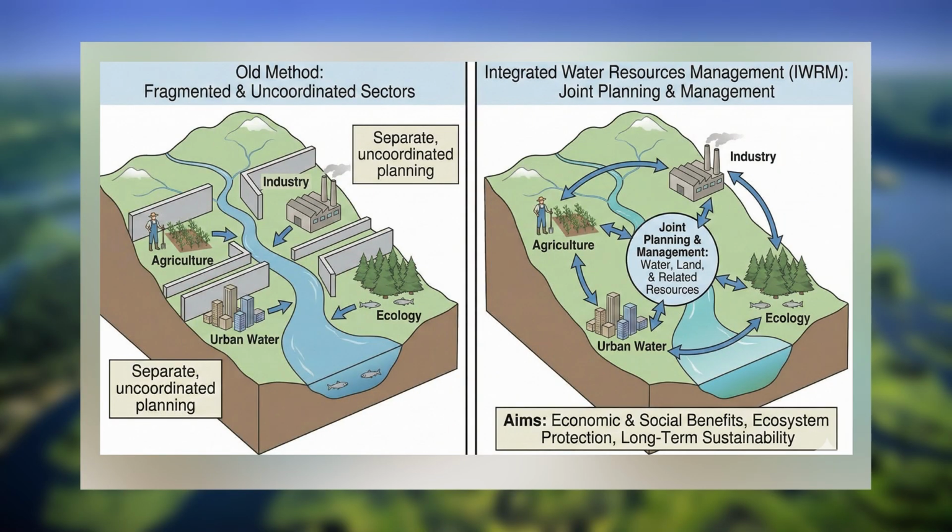IWRM moves away from the old method of managing water through separate and uncoordinated sectors. Such a fragmented approach often resulted in inefficient services and overuse of resources. Instead, IWRM treats water as part of the natural environment as well as a resource that has social and economic value for people. A key idea behind IWRM is that different uses of limited water resources are closely linked.